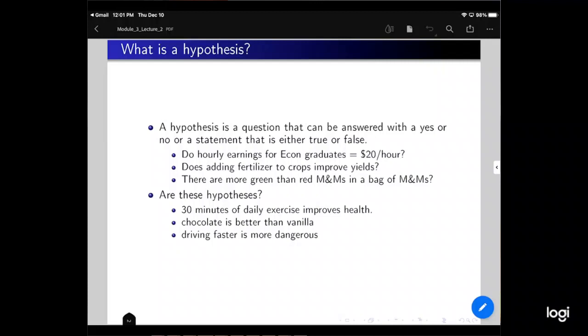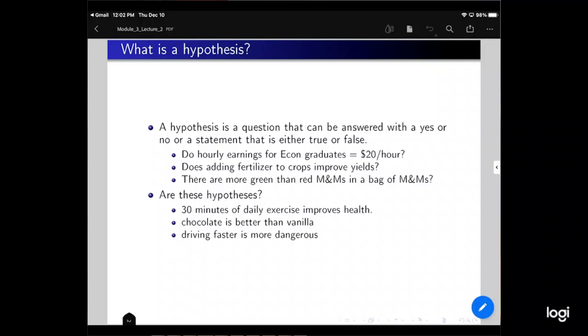For example, do hourly earnings for econ graduates equal $20 per hour on average? Does adding fertilizer to crops improve crop yields? There are more green than red M&Ms in a bag of M&Ms on average. These are all questions we can test. We can run some experiments and then get some answers. Are they true or false? They're not subjective.